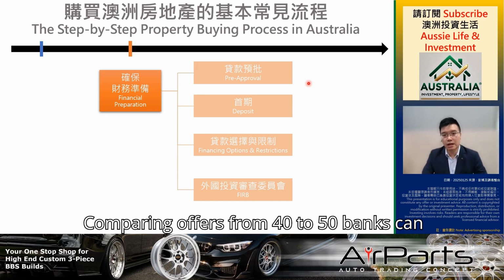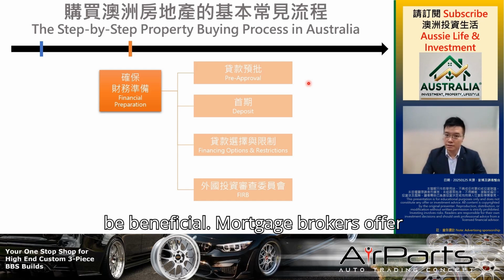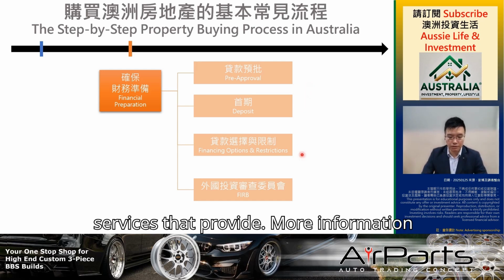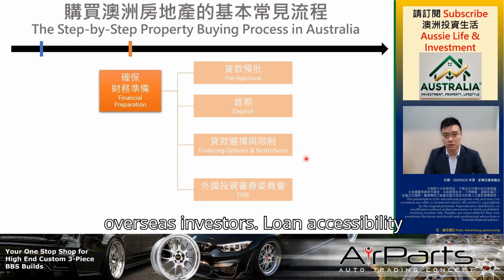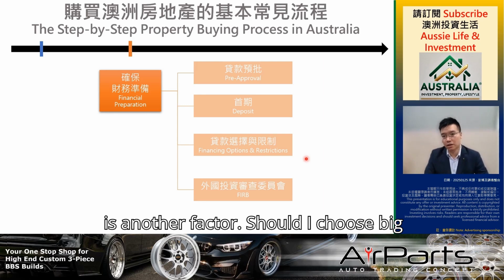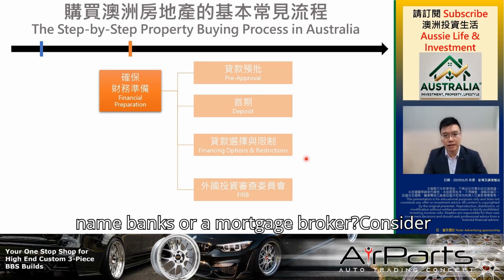Comparing offers from 40 to 50 banks can be beneficial. Mortgage brokers offer services that provide more information. Loan options vary for local buyers and overseas investors. Loan accessibility is another factor. Should I choose big name banks or a mortgage broker?